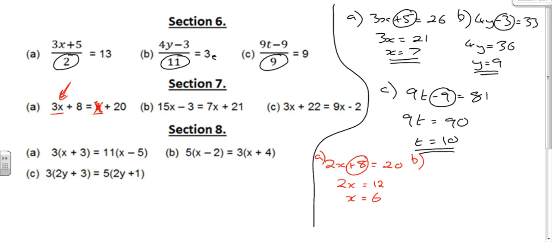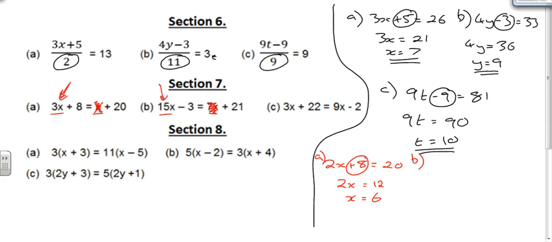Question B. We've got 7x on this side and we've got 15x on this side. So I want to get rid of 7x's from here. And I want to get rid of 7x's from here. So if I've got 15x's and I take away 7x's, that's going to leave me with 8x's. So 8x minus 3 equals 21.